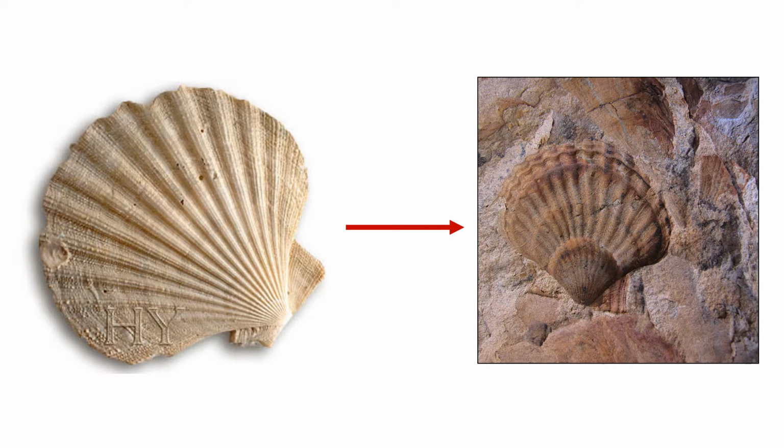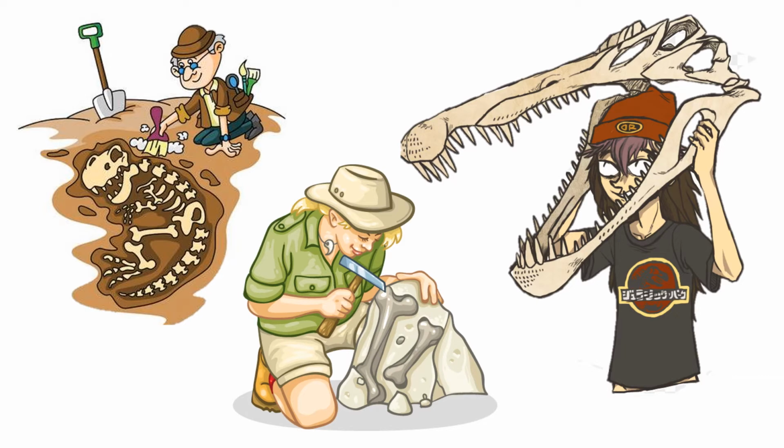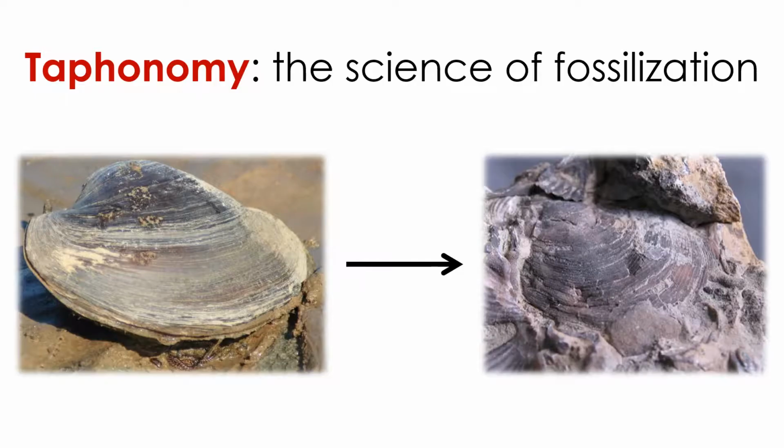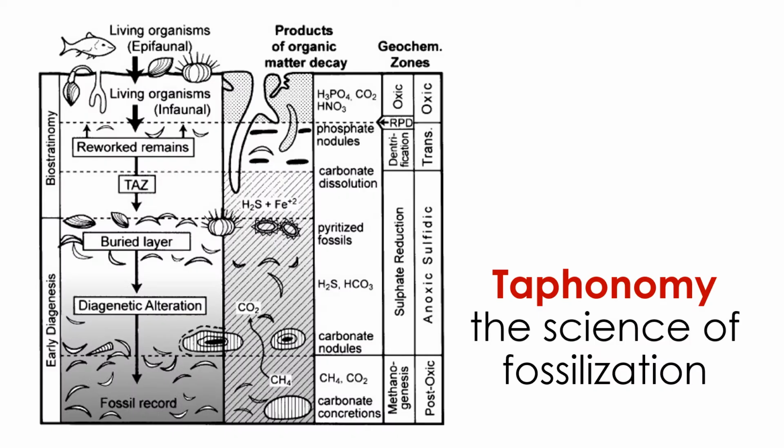How do you go from a living, breathing organism to a fossil surrounded by sediment or sedimentary rock? And what things determine whether or not a paleontologist will find, collect, and study a certain fossil? The science of fossil preservation, or fossilization, is called taphonomy. Taphonomy is the study of all of the processes that affect an organism as it becomes a fossil, from the time of its death to the present.